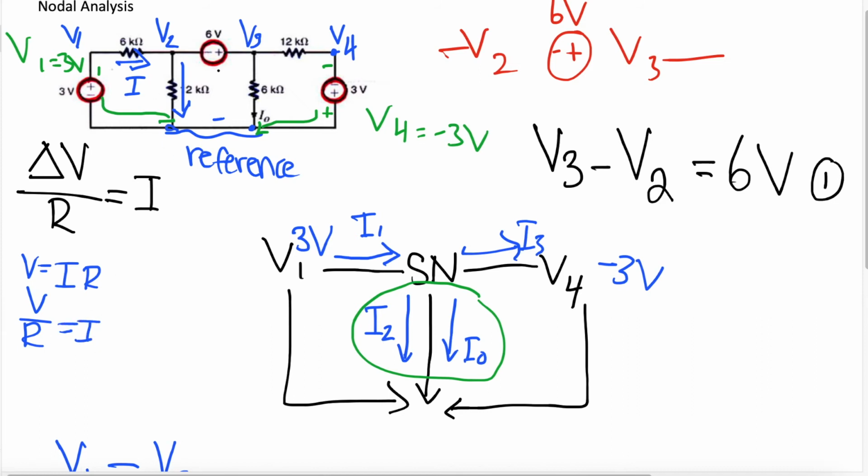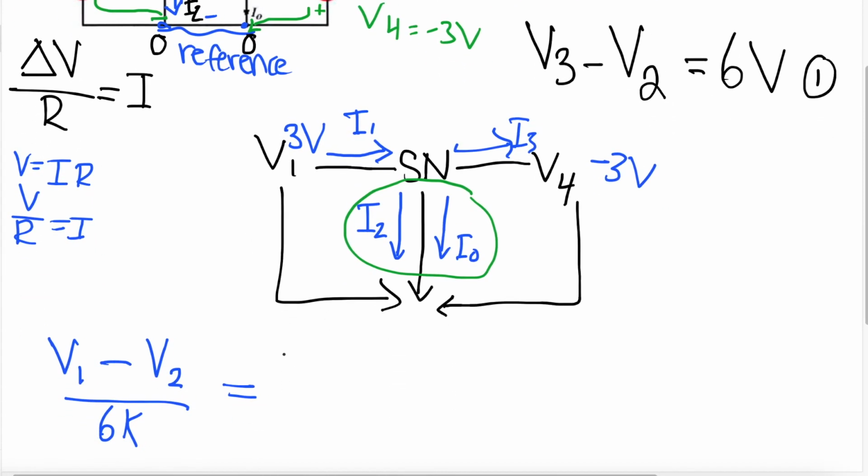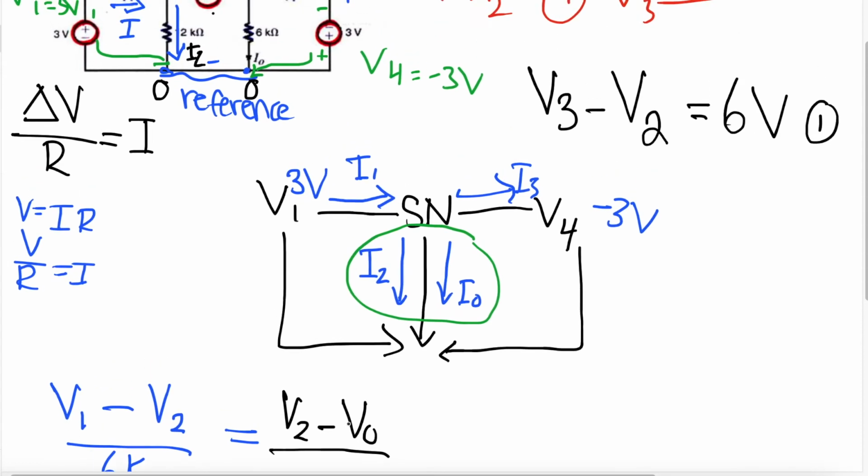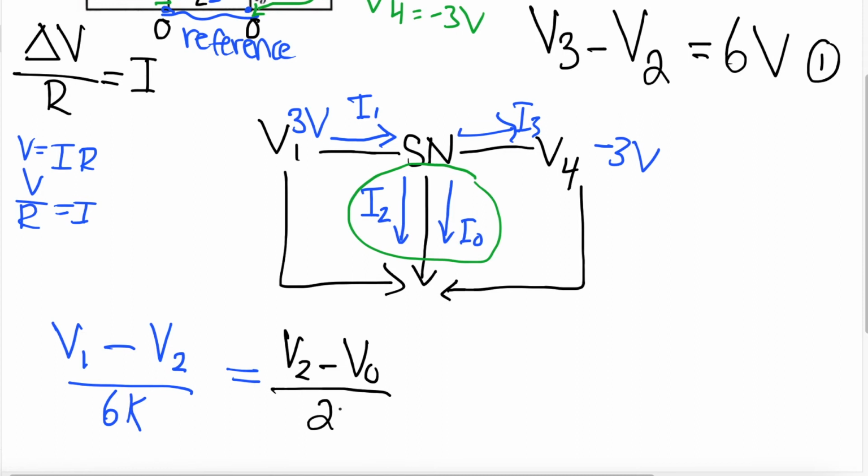Now we know that the voltage at the reference node is always 0, because there's no voltage on the reference node. So if we label this I2, the current going down is V2 minus 0, the beginning minus the end, divided by the resistance in the middle. So I2 is equal to V2 minus 0 divided by the resistance in the middle, and the resistance in the middle is 2K.